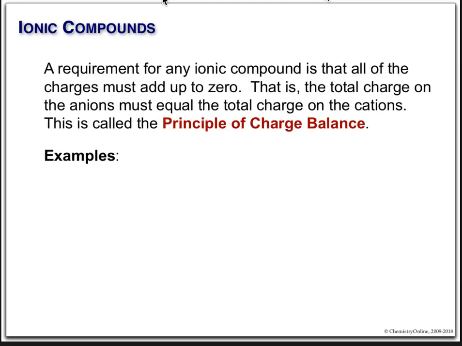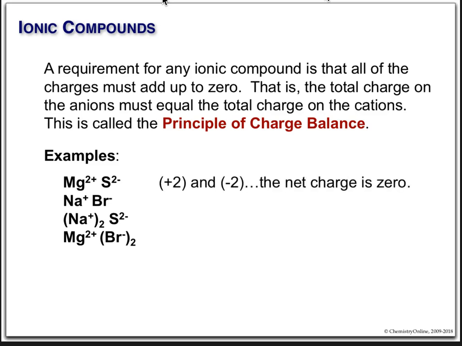Secondly, when we go to build an ionic compound, we have to make sure that it's neutral. This is called the principle of charge balance. Charge balance simply means that the charges on the cation plus the charges on the anions must add up to 0. Here we have magnesium with a +2, sulfur with a -2. Again, they add up to 0. That's your net charge. +1, -1.